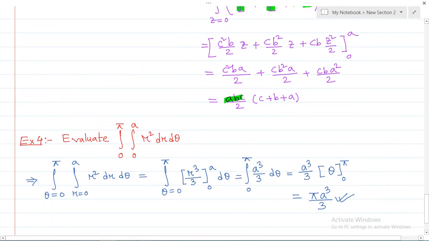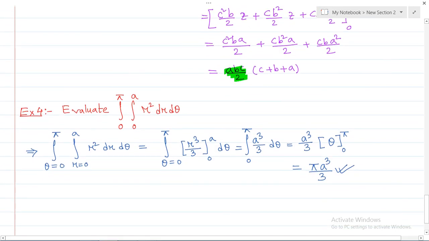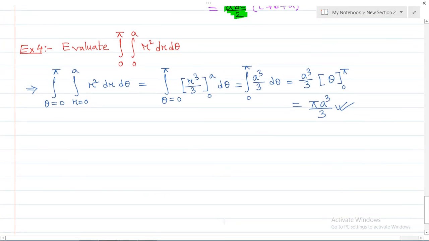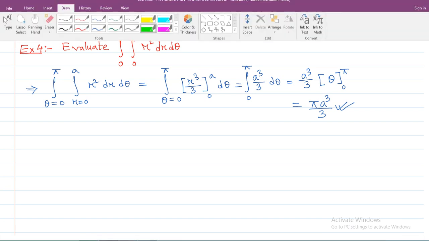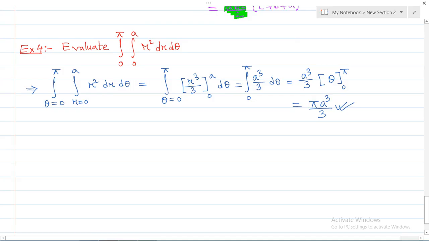Okay, now we come to the next problem, problem number 4. We have to evaluate the integration 0 to pi, integration 0 to a, r square dr d theta. Here the integration is given in the polar coordinate system. Though it is in polar coordinates, the limits are given as constant limits, so we can apply the case that we have just now understood. Nothing is mentioned in the problem, so we consider that r has the limit 0 to a and theta has the limit 0 to pi.